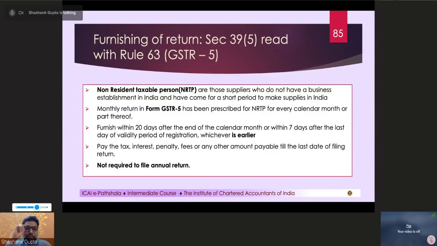Non-resident taxpayer: monthly return in GSTR 5, or if the registration is for a shorter period, then within 7 days from the last day of validity of period of registration, and any tax, interest, penalty or any other amount which is payable in addition to the tax liability paid in advance has to be paid by the date of filing return, and they are not required to file any annual return.